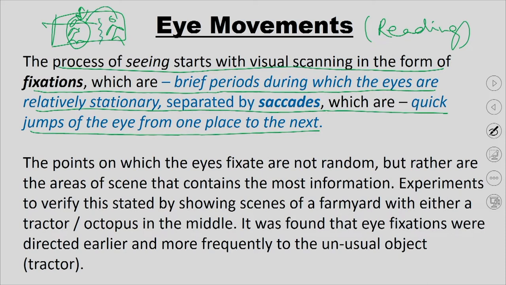And so, once it does this jump from here to here, this is called a circuit. And this staying at these two objects is what is called fixations. Now, the points on which the eye fixates are not random. The eye doesn't fixate on just any information out there in the environment randomly. It's a calculative process, and the eye fixates on the areas of the scene that contain the most information.